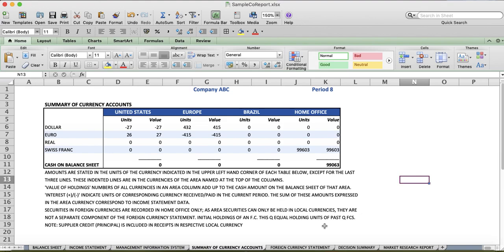Welcome to Startup Sim. In this tutorial, we look at the summary of currency accounts, which essentially is the detail of the cash line on the balance sheet.